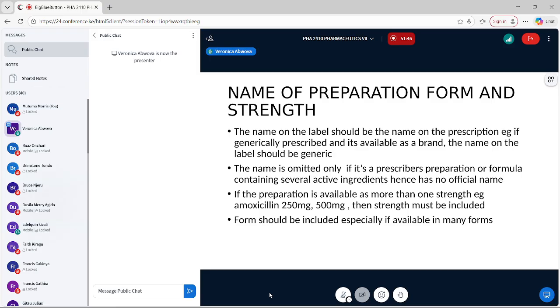And the form should be included, especially if available in many forms. So for instance, you may find there are drugs that will come as capsules, others will come as tablets, others will come as syrup, others will come as solution, okay? So indicate, okay, the form.